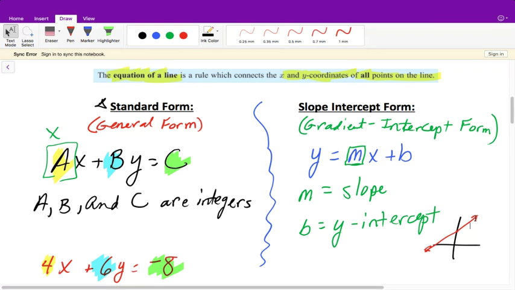All right, so the first couple of questions we're going to do is we're just going to have an equation given to you in standard form, and you'll have to rewrite it in slope-intercept, and then vice versa. We'll give you one in slope-intercept, and you have to rewrite it in standard.